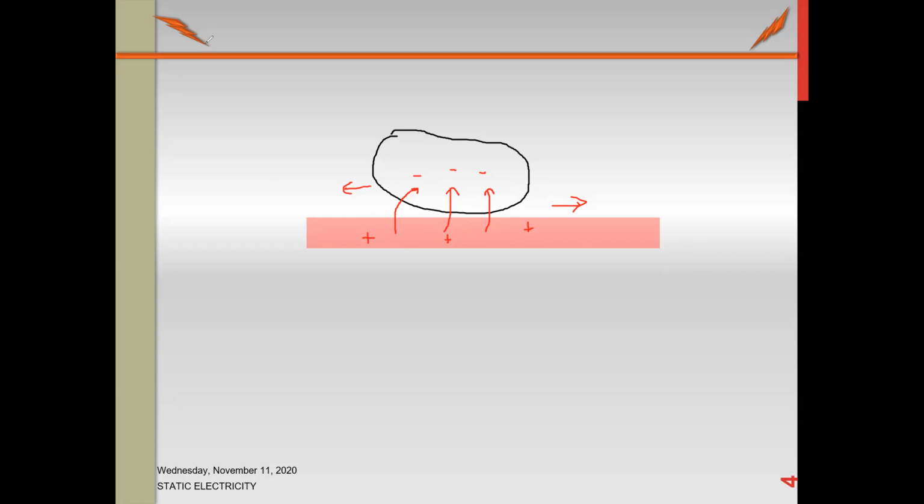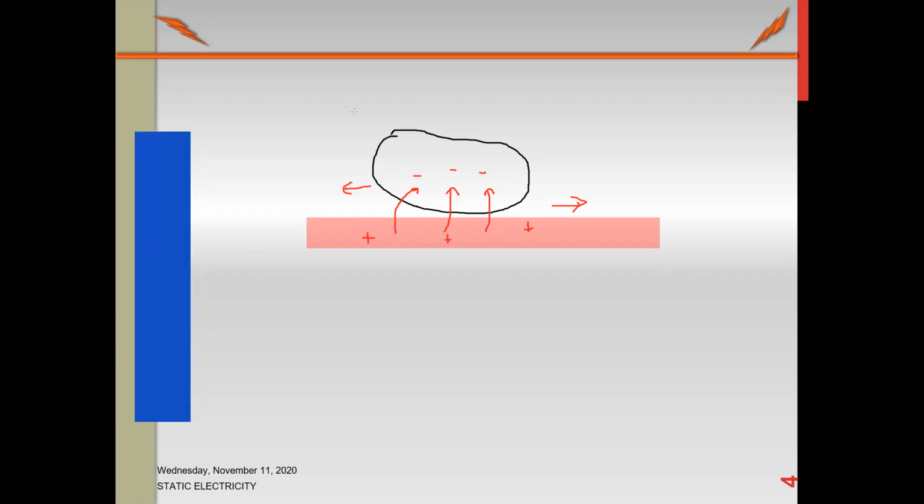And if you place this balloon closer to the wall, this balloon is now negatively charged, and you place it closer to the wall. As you place this balloon closer to the wall, what happens? It creates a distribution of the charge.